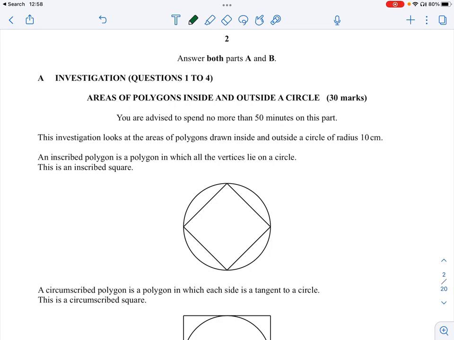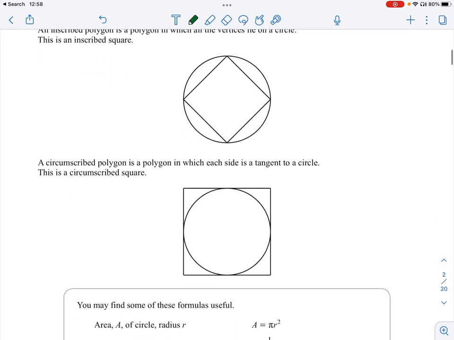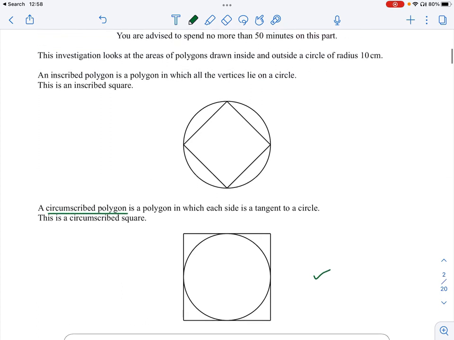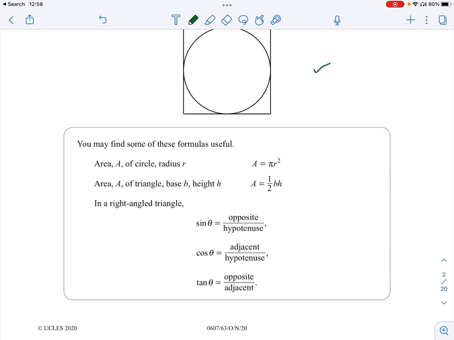An inscribed polygon is a polygon in which all the vertices lie on a circle. This is an inscribed square. A circumscribed polygon is a polygon in which each side is a tangent. If each side is a tangent, it is called a circumscribed polygon. So these are the two differences. You may find some of these formulas useful.